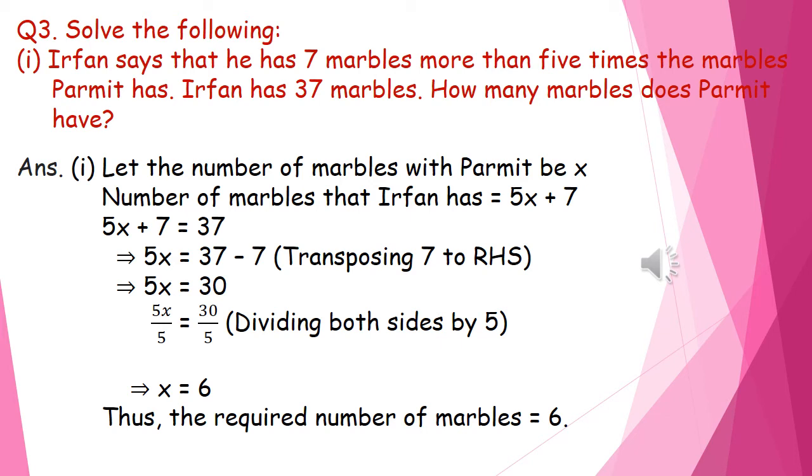And according to the question, that is equal to 37. So 5x plus 7 is equal to 37. We are transposing 7. 5x is equal to 37 minus 7. We are changing the sign during transposition. So 5x is equal to 30. Now 5 is multiplied with x. To get rid of that 5, we have to divide both sides by 5. So 5x by 5 is equal to 30 by 5, or x is equal to 6. That is the required number of marbles.